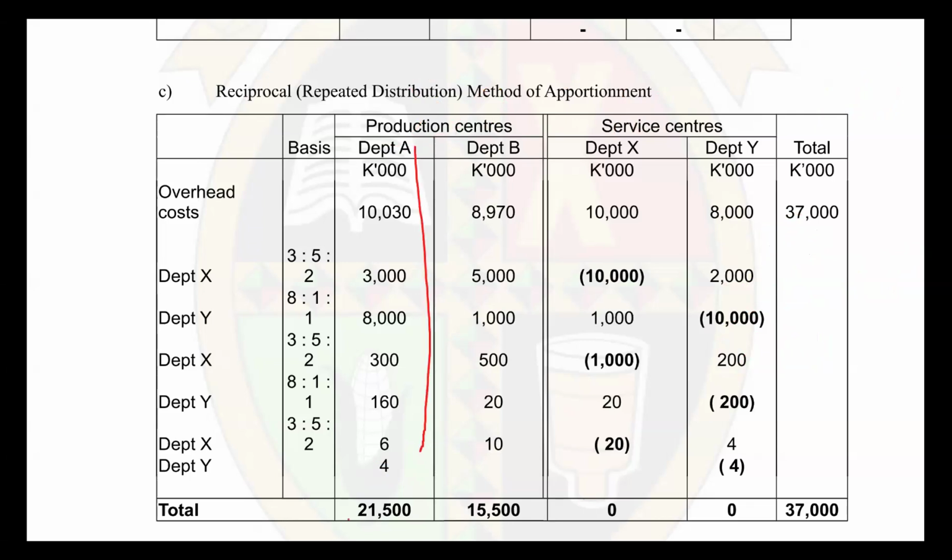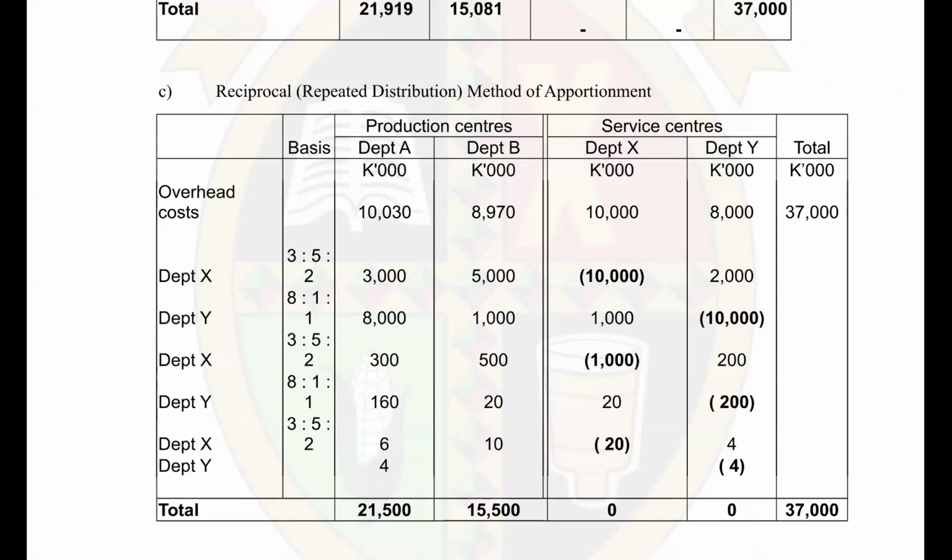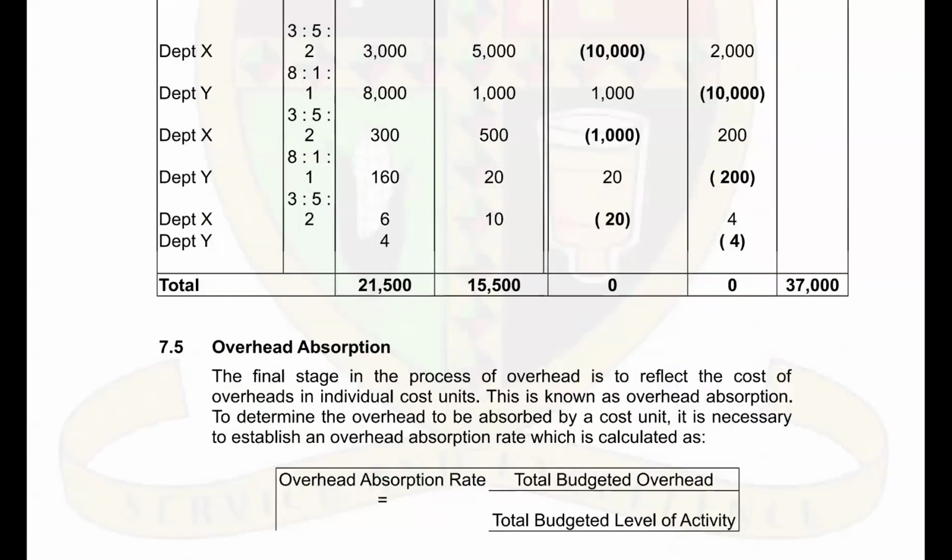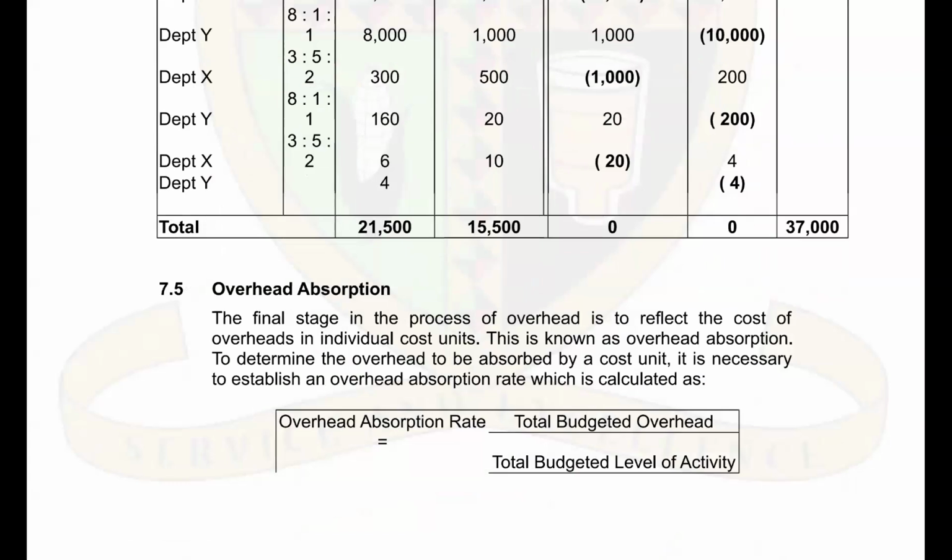Then you consolidate, add everything. You will see that Departments X and Y shall have zeros. Then Departments A and B will bear the costs. So that is the message which was being communicated. Any questions? That is using the continuous allotment method. It will keep on reducing. Have you seen that? It keeps on reducing until it becomes very small, negligible figures. Then at that point, you can stop. Right? Okay.